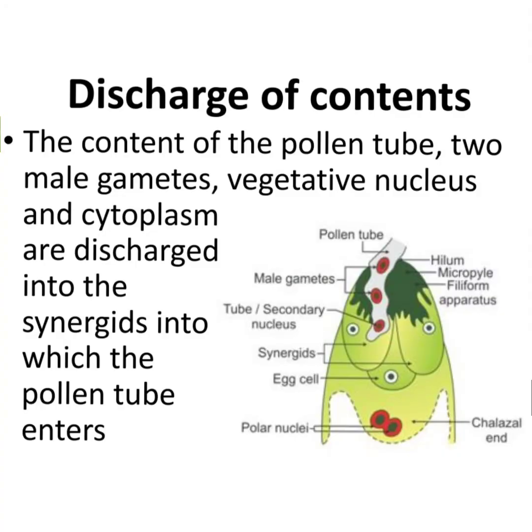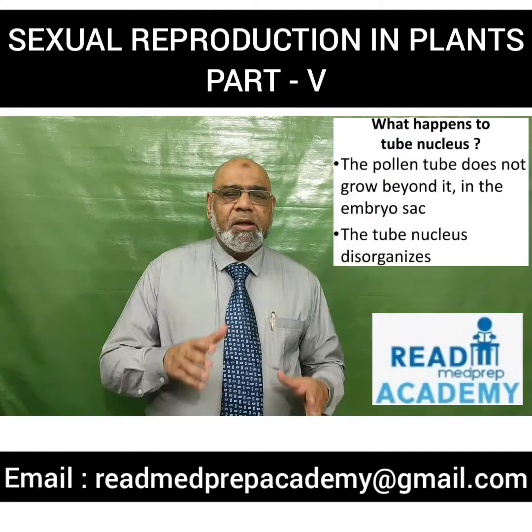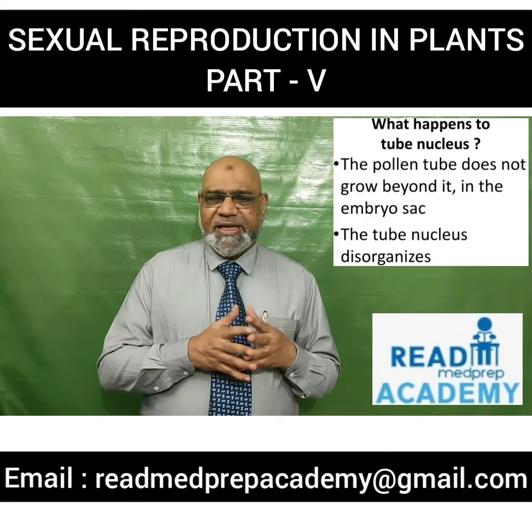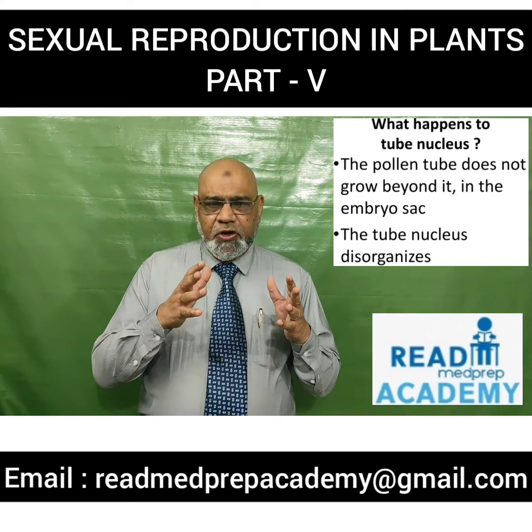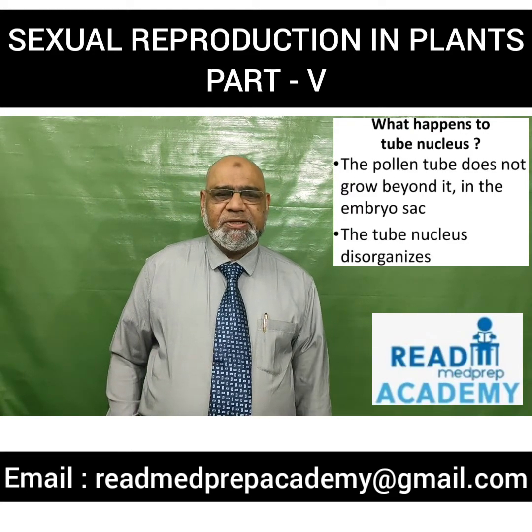And the contents of the pollen tube, the two male gametes, the vegetative nucleus or the tube nucleus and the cytoplasm are discharged into the synergids into which the pollen tube enters. Here you can see in the image on the right side, the tube enters through the filiform apparatus into one of the synergids and the contents are discharged into one of the synergids. The pollen tube does not grow beyond this level once it enters the synergids. In the embryo sac, the tube nucleus that is present disorganizes.